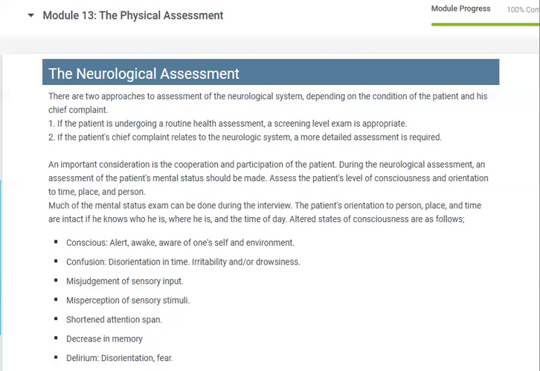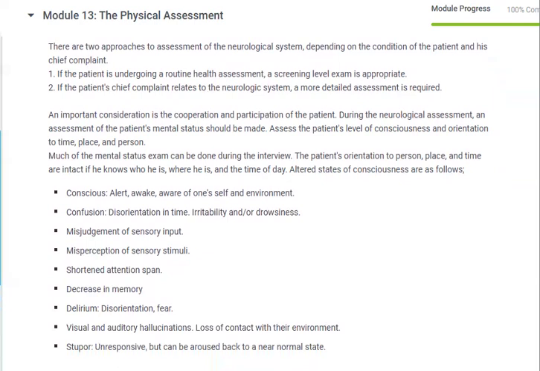Confusion, disorientation in time. Irritability and/or drowsiness. Misjudgment of sensory input. Misperception of sensory stimuli. Shortened attention span. Decrease in memory. Delirium, disorientation, fear. Visual and auditory hallucinations. Loss of contact with their environment. Stupor, unresponsive, but can be aroused back to a near normal state.